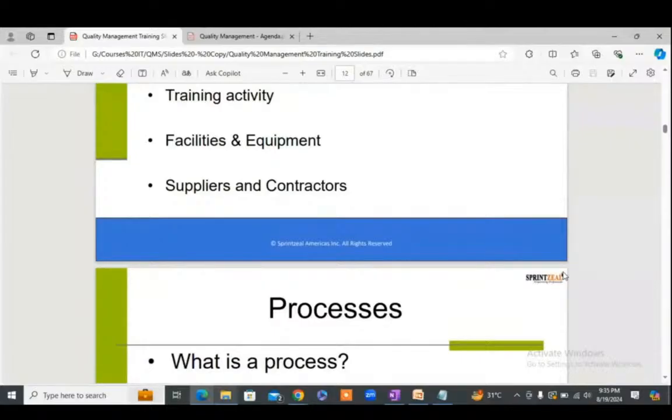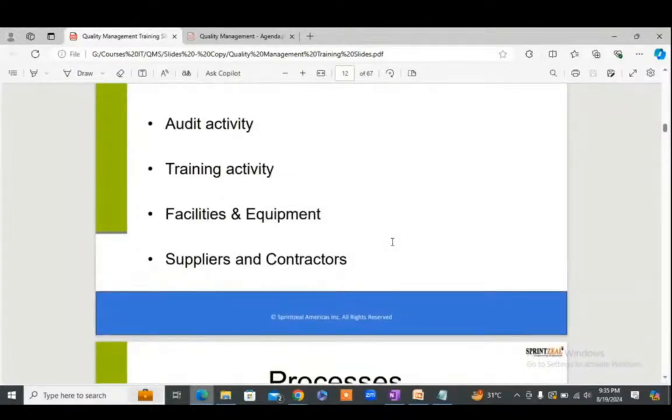Yes, I can. Documentation. We're going to talk about documentation in the case of QMS. So how can I summarize documentation, I'll let you know. After that we will talk about audit activity as well.